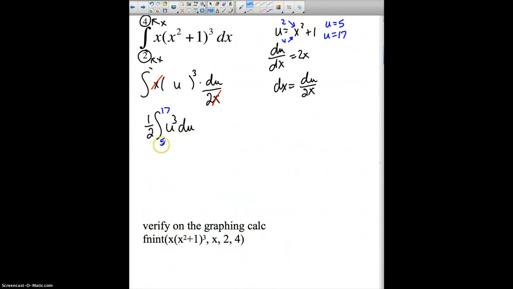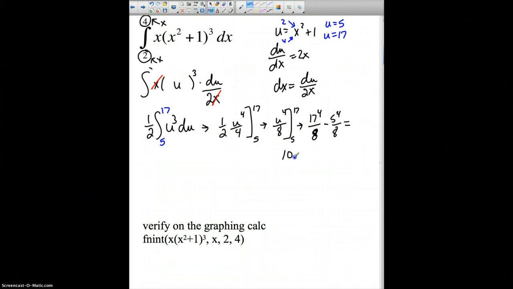Now that we have u values here, because we've changed our variable of integration, we have to change our limits of integration. So let's integrate. You add 1 to the exponent and divide by the new exponent, and instead of plus c, we're going to go from 5 to 17. So that's u to the 4th over 8, from 5 to 17. So we can plug in our 17. Oops, that's an 8. And plug in our 5. And evaluate.